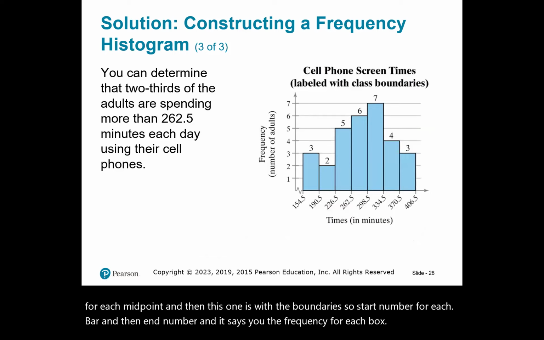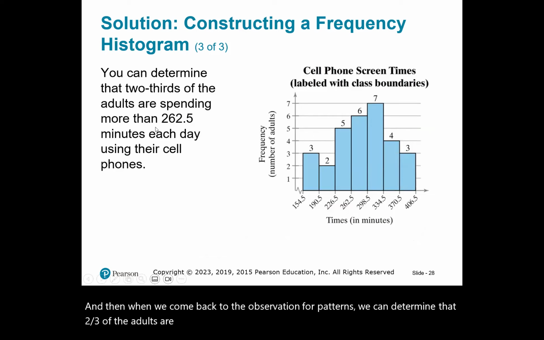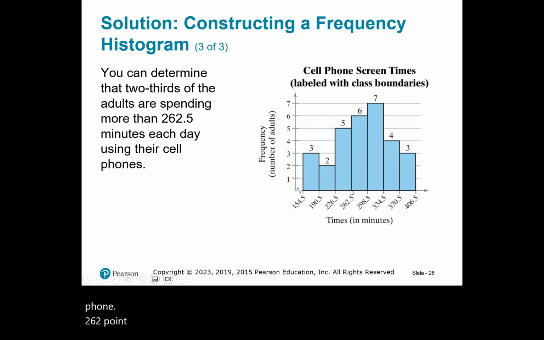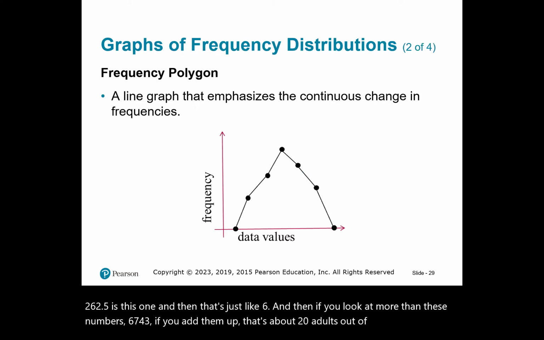And then when we come back to the observations or patterns, we can determine that 2/3 of the adults are spending more than 262.5 minutes each day using their cell phone. 262.5 is this one. And then that's just like 6. And then if you look at more than this number, 6, 7, 4, 3, if we add them up, that's about 20 adults out of 30. That makes 2/3 of this population.